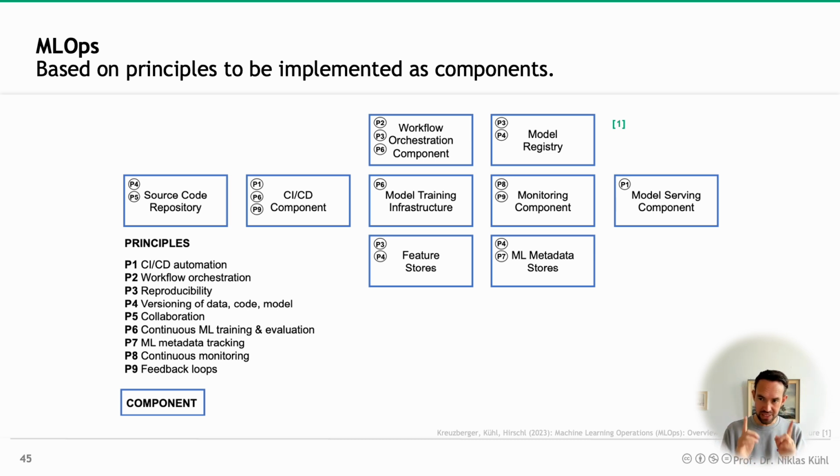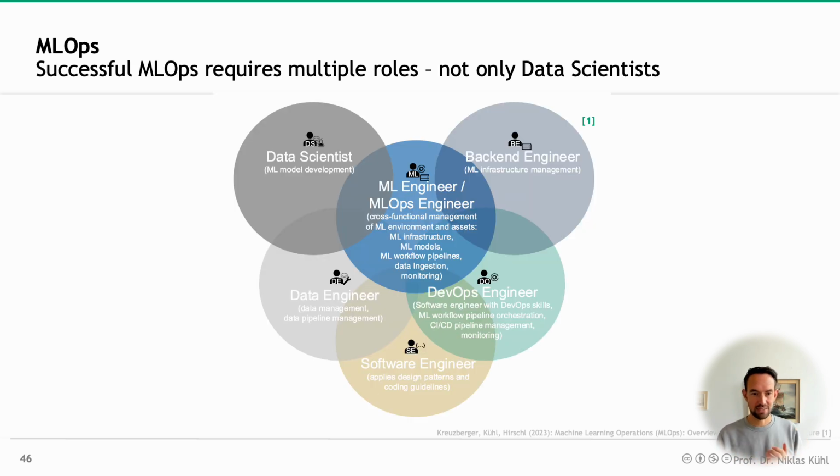And speaking of these people, we also identified the important roles that you need right now for successful machine learning operations. And surprise, it's not only data scientists, but we have a very diverse group of people working here, right? The machine learning engineer is important, right? He or she is someone who is responsible for the cross-functional management of the machine learning environment and the assets, the infrastructure, the models, the workflow pipelines. But that's only one role.